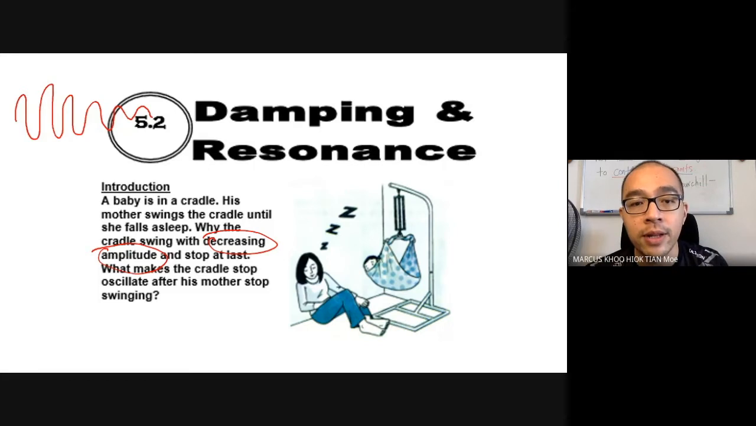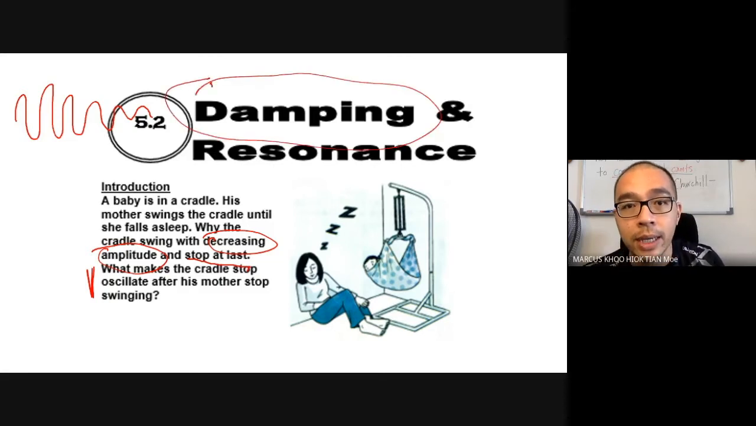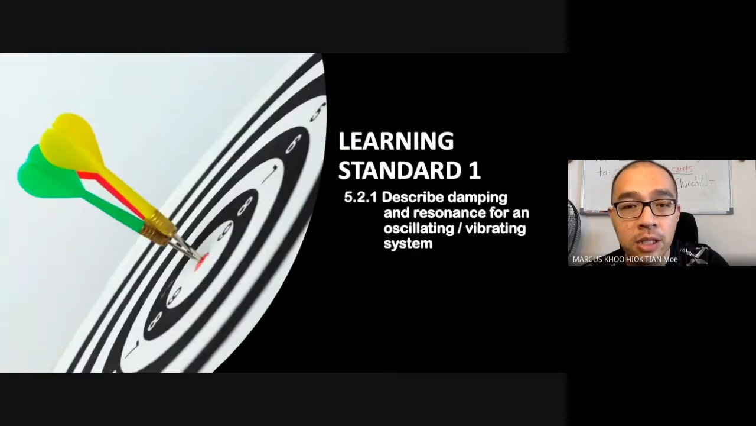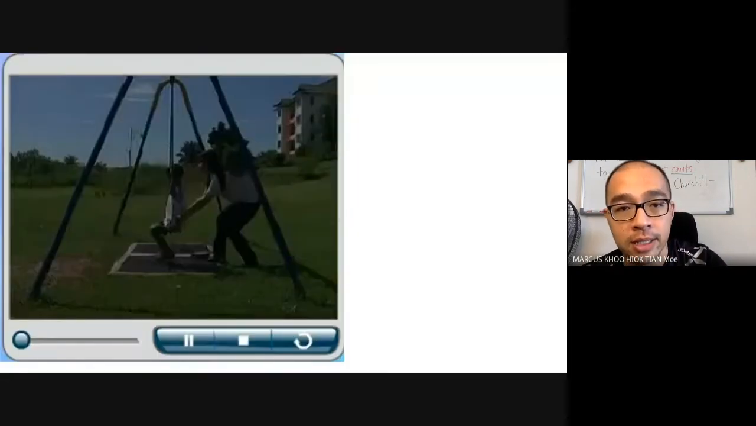If the mother stops pushing the baby's spring, the amplitude is going to decrease and it's going to stop at last. So the question that we need to ask is, what makes the cradle stop oscillating after his mother stops swinging? And that's what we call damping. Damping in Bahasa Melayu is called pelembapan, as in damp. So let's talk about damping for an oscillating and vibrating system, and resonance.